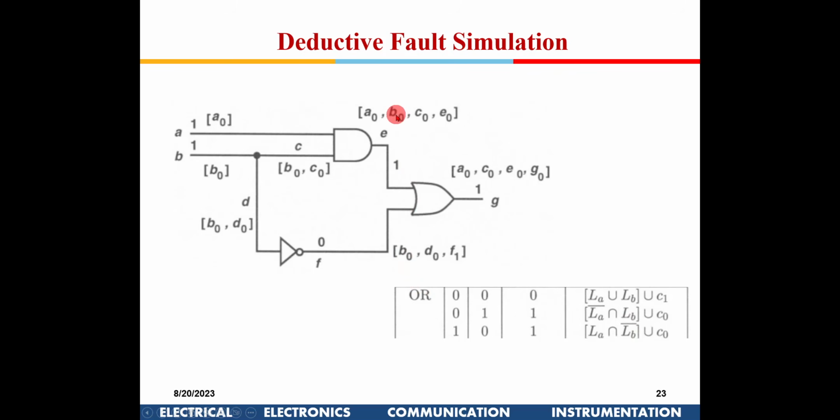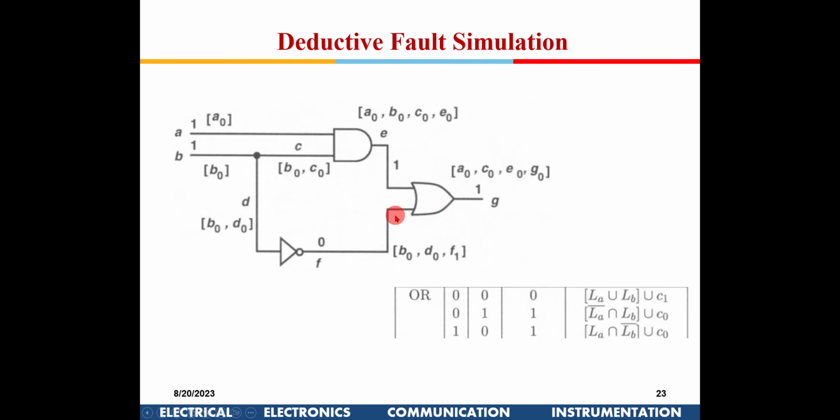So I need to remove B0. A0, C0, E0 will be available. So B0 will get eliminated. And then I have a union of C0. So I write C, in this case it is G out here, G, right? So you are using this property of each gate. So in a single run, I will say, okay, 1, 2, 3, 4 faults can be detected. So this is how this algorithm runs. Is it okay with all of you?